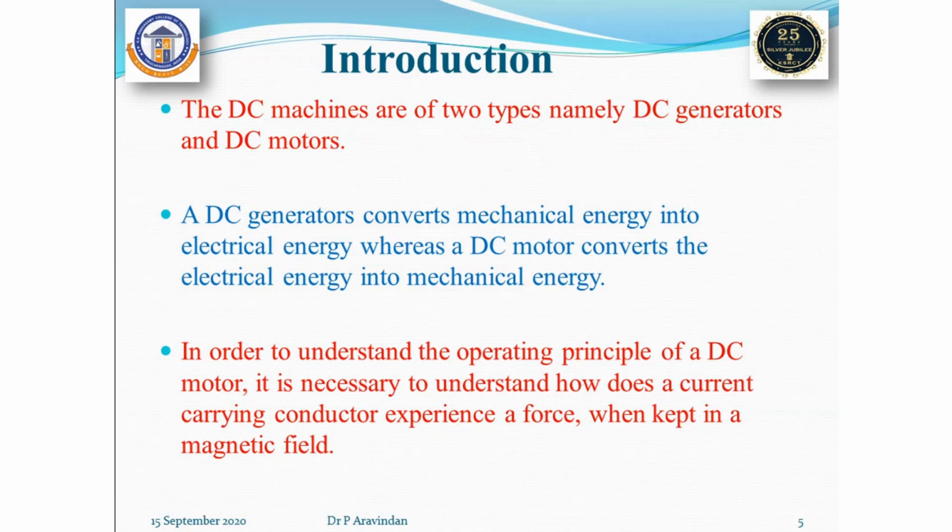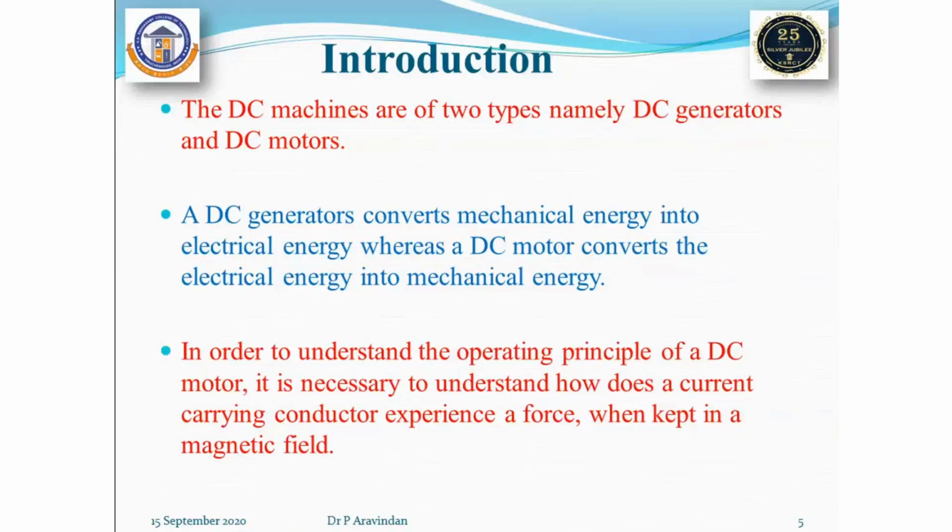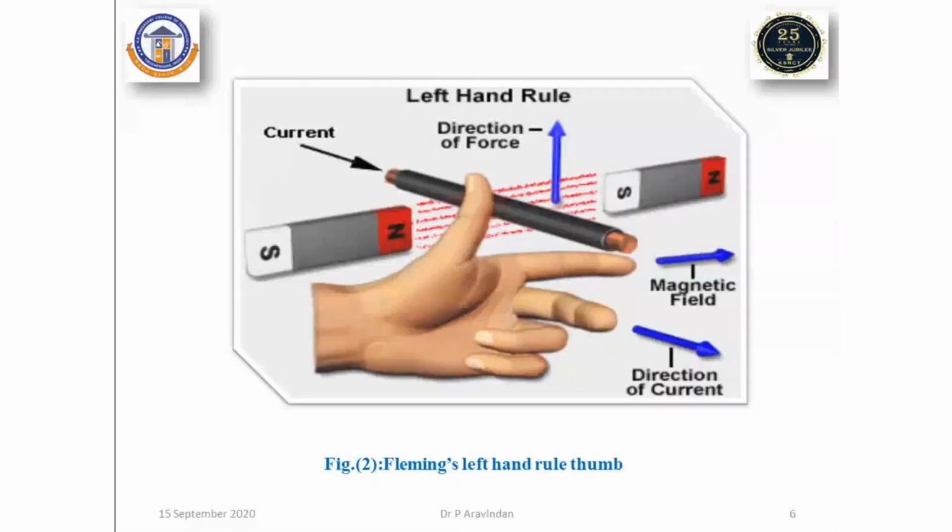To understand the operating principles of a DC motor, it is necessary to understand how a current carrying conductor experiences a force when it is kept in a magnetic field. That is the principle of operation of a DC motor: electromagnetic induction and Faraday's law of electromagnetic induction. Whenever a current carrying conductor is placed in a magnetic field, the conductor will experience a force. As per Faraday's law, the force acts on the conductor in a particular direction.